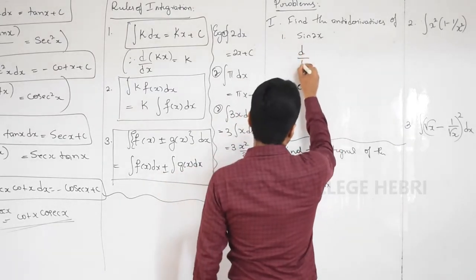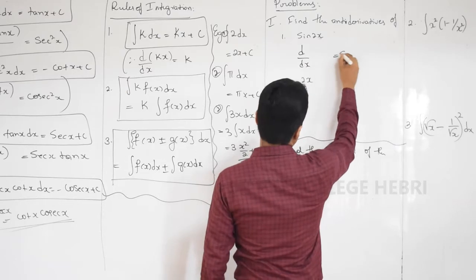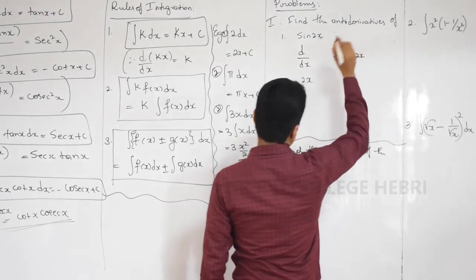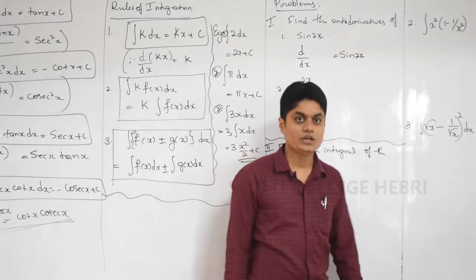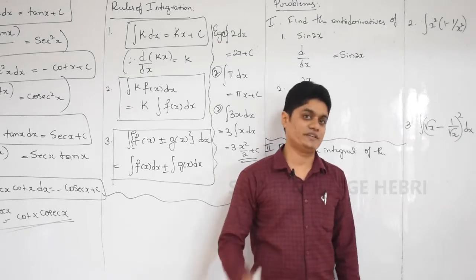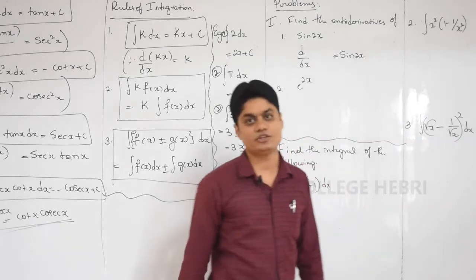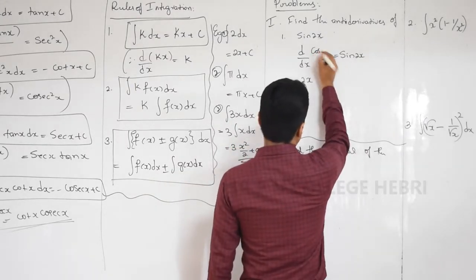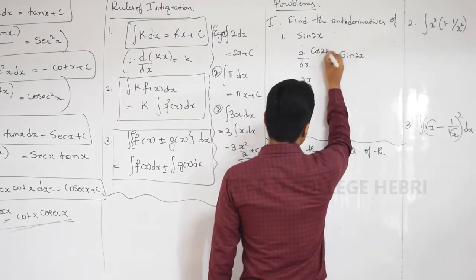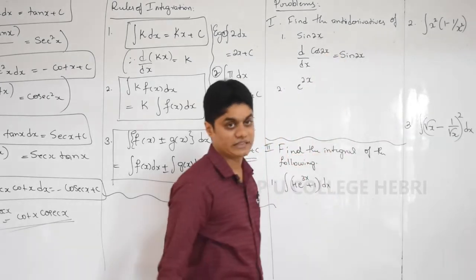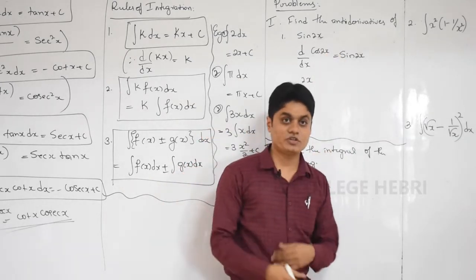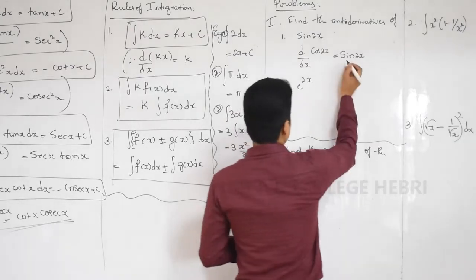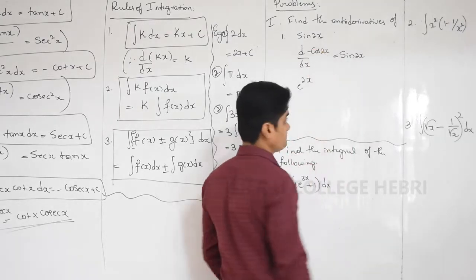See this, we need a function whose differentiation is sin 2x. Can you give me a function whose differentiation is sin 2x? To get sin, what should be here? It should be cos, right? 2x should come here, and 2x should be here too. This is the way you can identify the antiderivative. You know, differentiation of cos x is minus sin x, so a minus should come here.